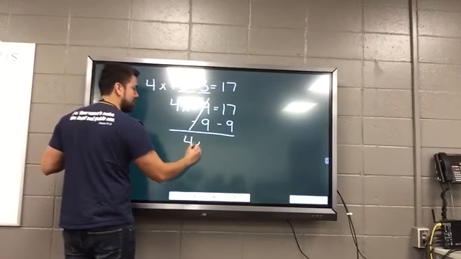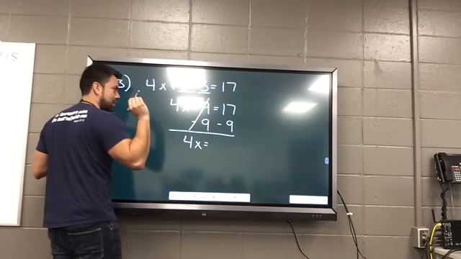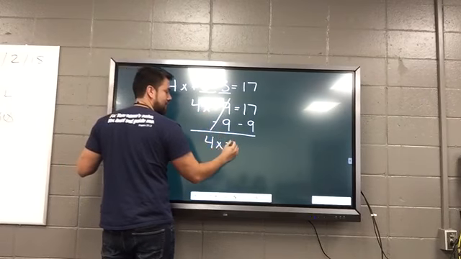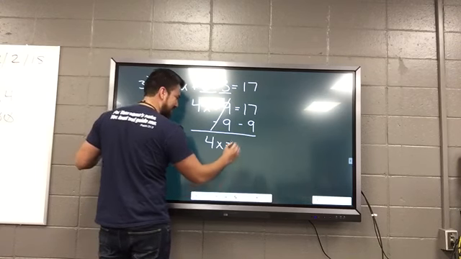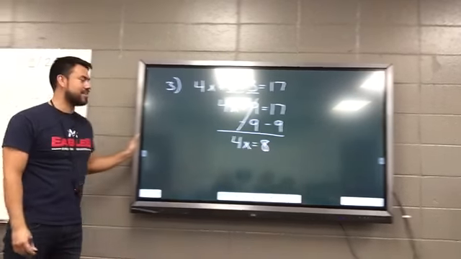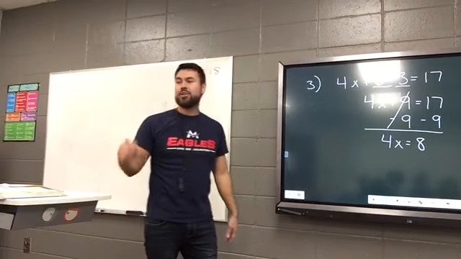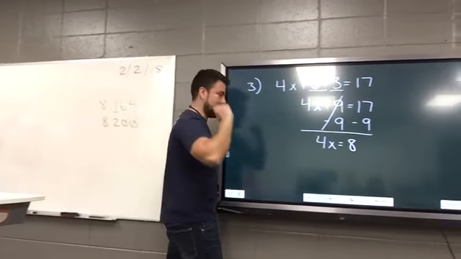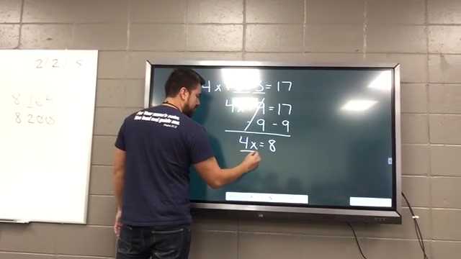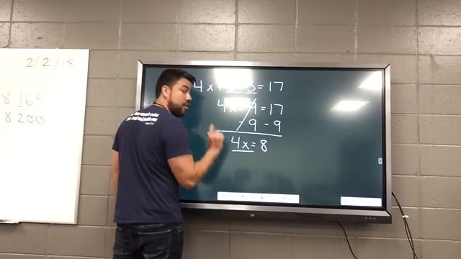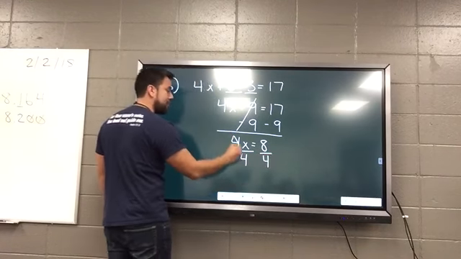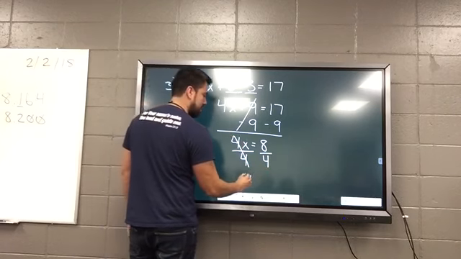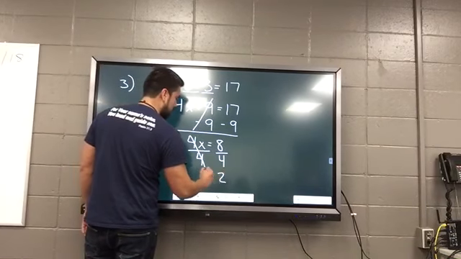You get 4x equals 8. Wow, I was gonna put something else. 8. Good. 8 works. And then what do you do to both sides to solve completely, Sophie? You divide both sides by 4. Good. Because you want to leave x on the left side in this case. And you get x equals 2.